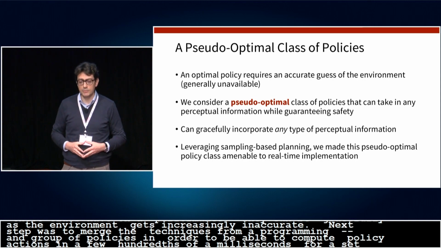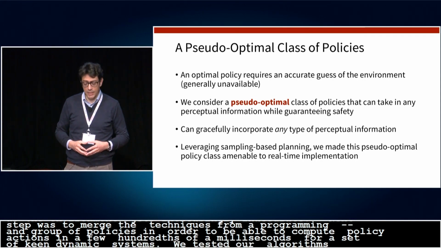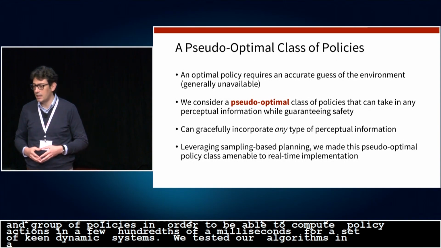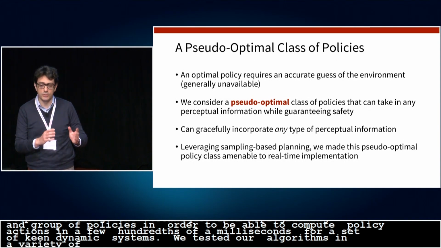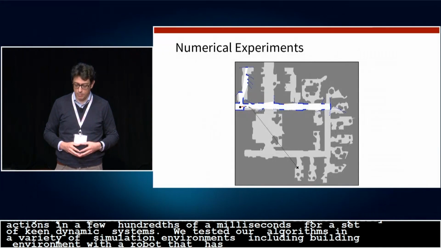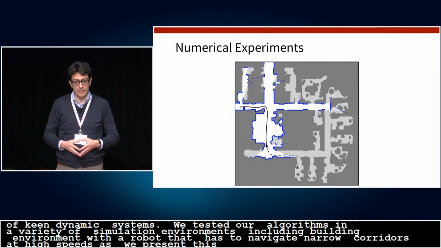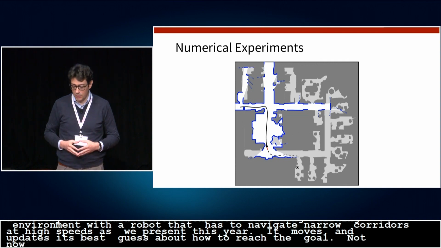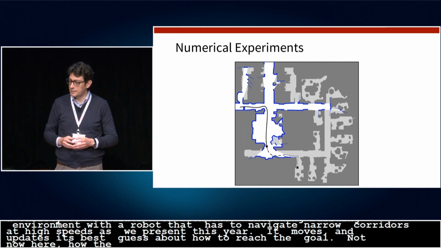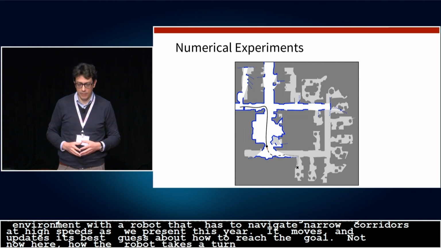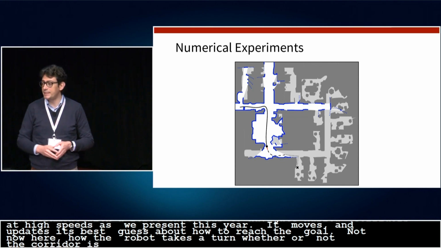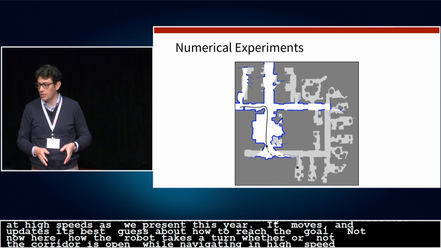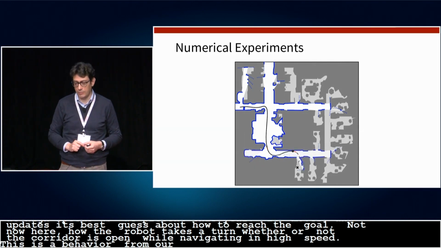We tested our algorithms on a variety of simulation environments, including a building environment where a car-like robot has to navigate narrow corridors at high speed, as represented here. As the robot moves, it has to constantly update its best guess about how to reach the goal. Note here how the robot takes a wide turn in order to assess whether the horizontal corridor is open while navigating at high speed.